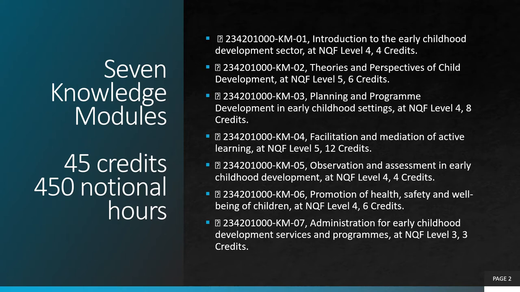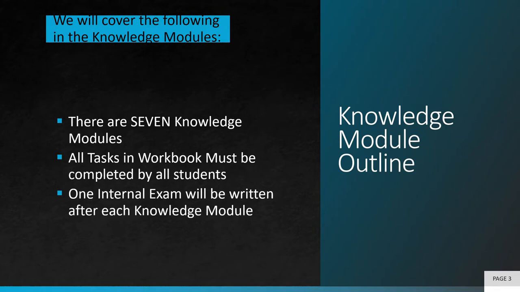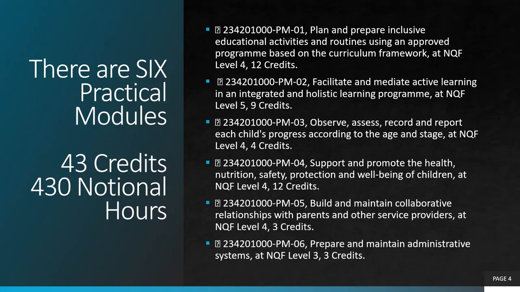Now we're going to move on to the covering of this module. As you can see, there are 7 modules. Each of these modules has a workbook. All the assignments and tasks in that workbook must be completed. So if it says task 1, you must ensure that you complete that task. And then at the end of every knowledge module, of which there are 7, you will write an internal exam. So how many internal exams are you going to be writing in the 7 modules? 7, all right? As well as all the tasks that you have completed in your knowledge modules.